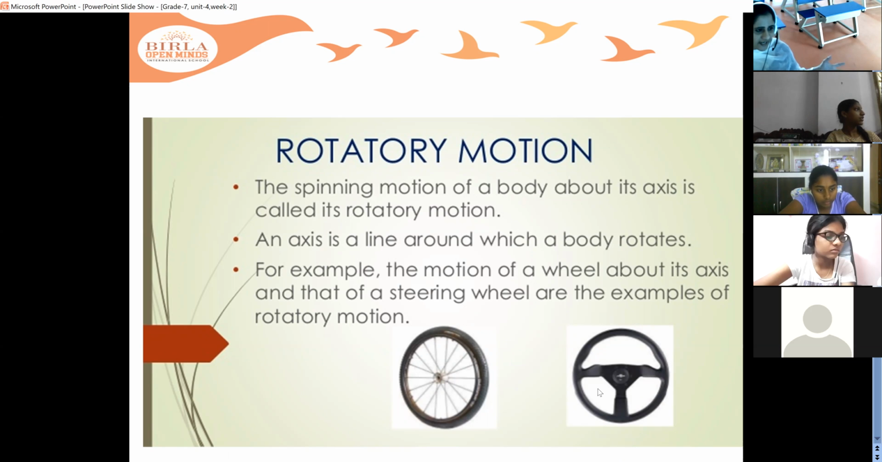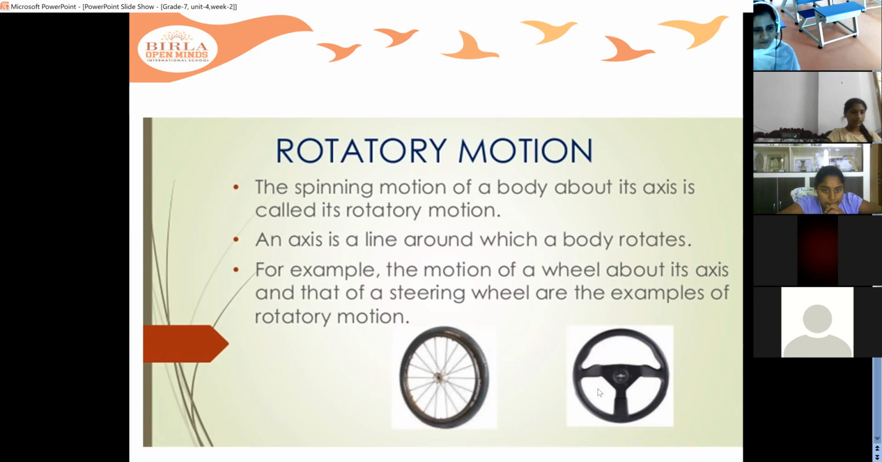An axis is a line around which a body rotates. It's a line in which the body rotates in the same direction, isn't it? So, for example, the motion of the wheel and even the steering wheel of a car. Can you tell a few more examples of rotatory motion? Yes, can anyone?